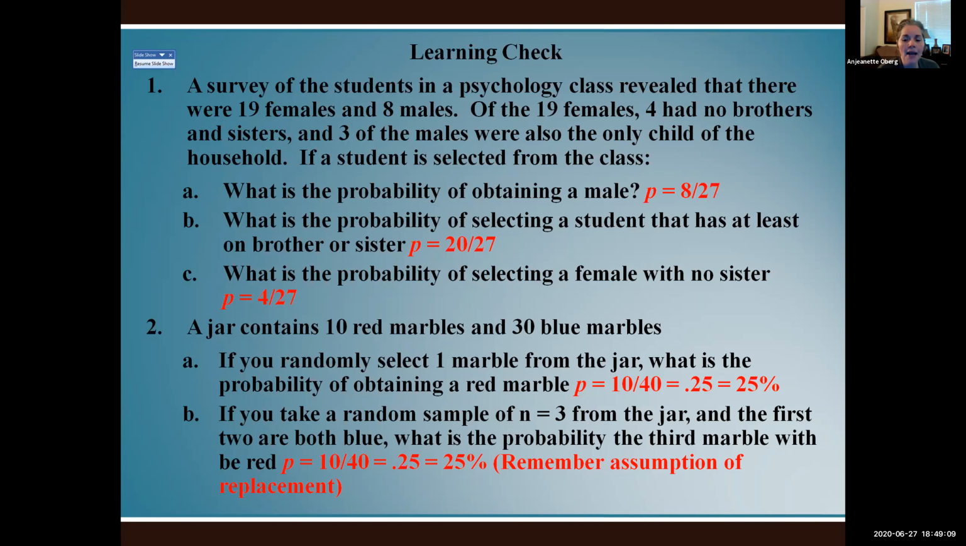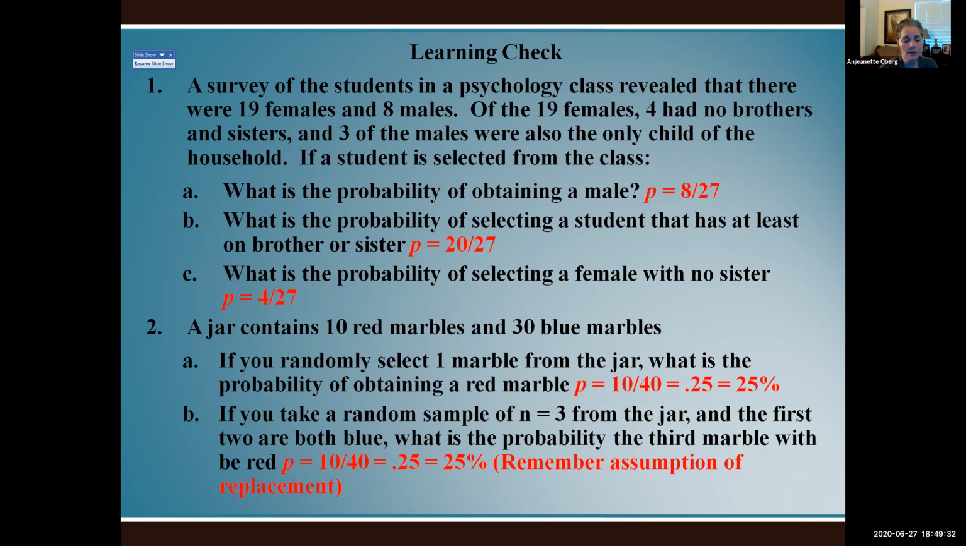What's the probability of selecting a female with no sister? So of the 19 females, I'm focused on females with no sister, and 4 had no brothers or sisters. So it would be 4, because that's the only possible outcome, divided by 27, okay?